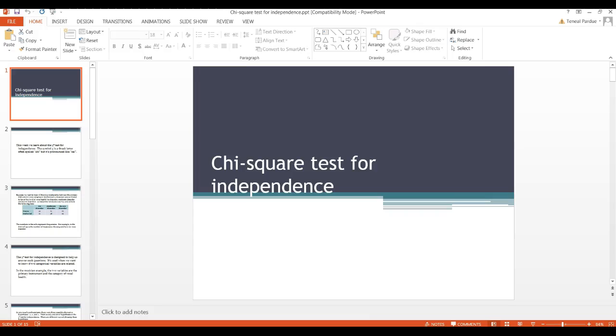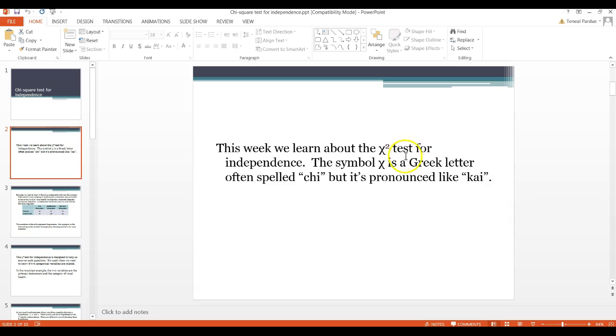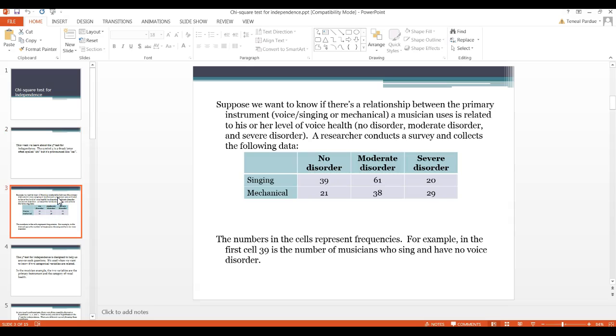Hi, welcome to the video lecture on the chi-square test for independence. Chi-square is actually written with this Greek letter that looks like an X. It's usually spelled C-H-I, but it's pronounced chi, so it's chi-square test for independence. We'll start with an example.